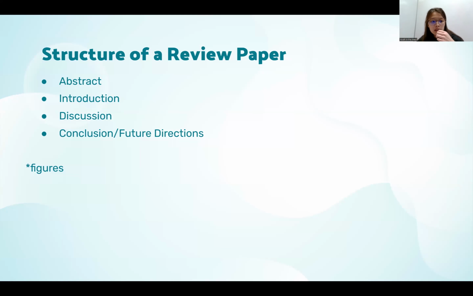And something that's very important is also to look at figures because they can be super helpful. Also, a lot of times there are a lot of pages in review papers, but don't be intimidated by that because half of the pages are figures or references. So just try to read through it slowly and take your time.